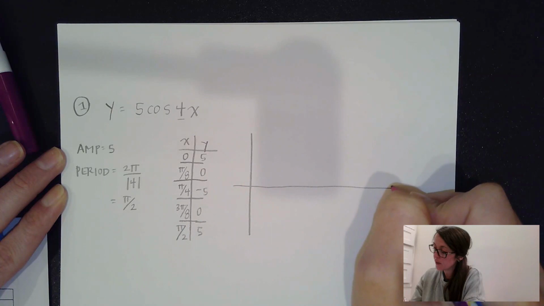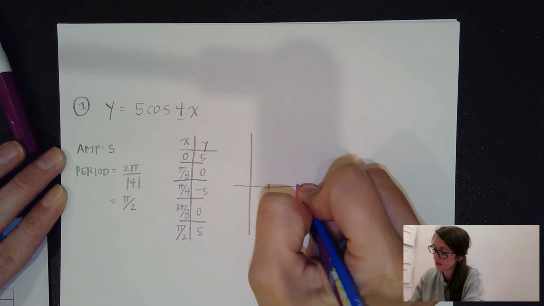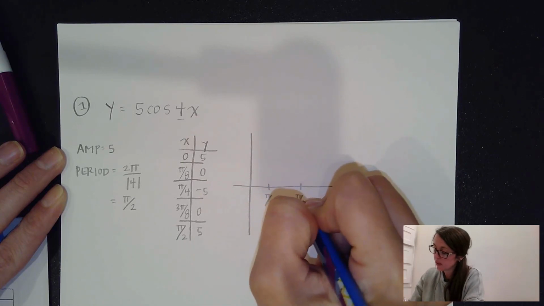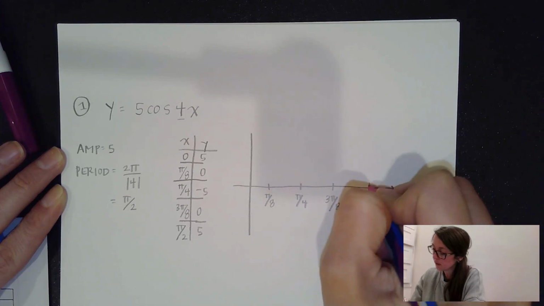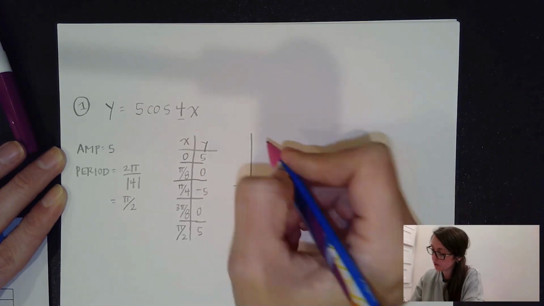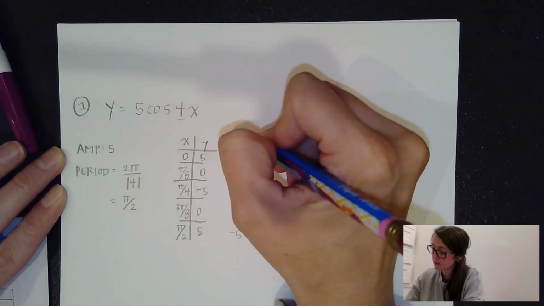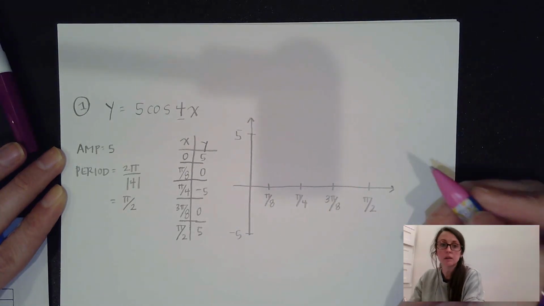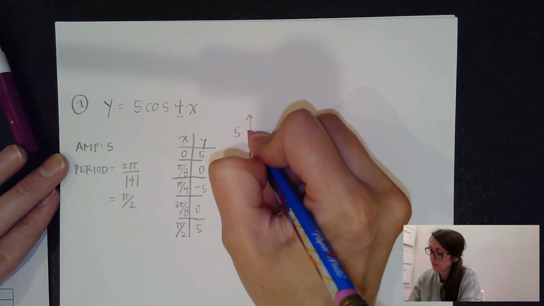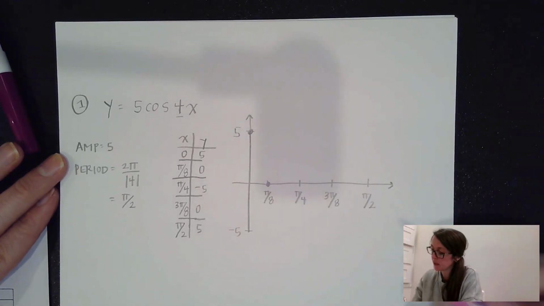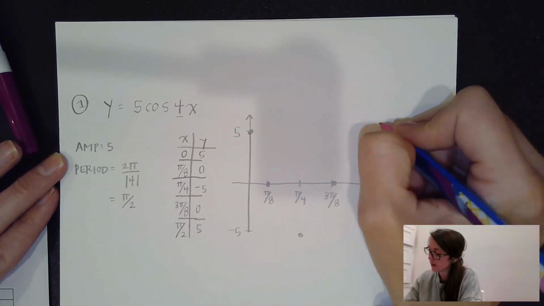So anytime you graph for me, I do want you to make sure that you label the x-axis very clearly. Label the y-axis very clearly. Because the same thing is going to happen on your test, and you are going to have to upload some of your work for me, and I'm going to look at your work and make sure it looks good. Okay, so at 0 we're going to be up at 5, at pi over 8 we're going to be at 0, at pi over 4 we're going to be at negative 5, 3 pi over 8, and then pi over 2.